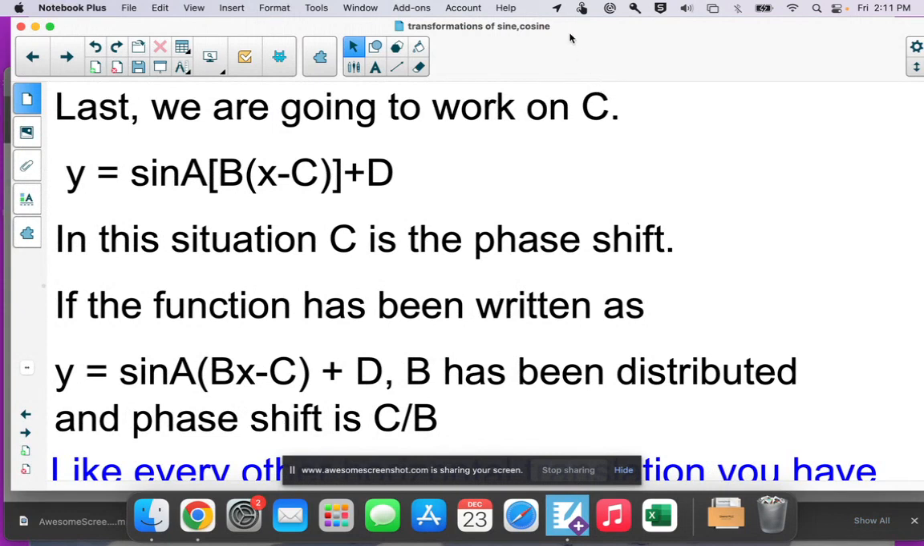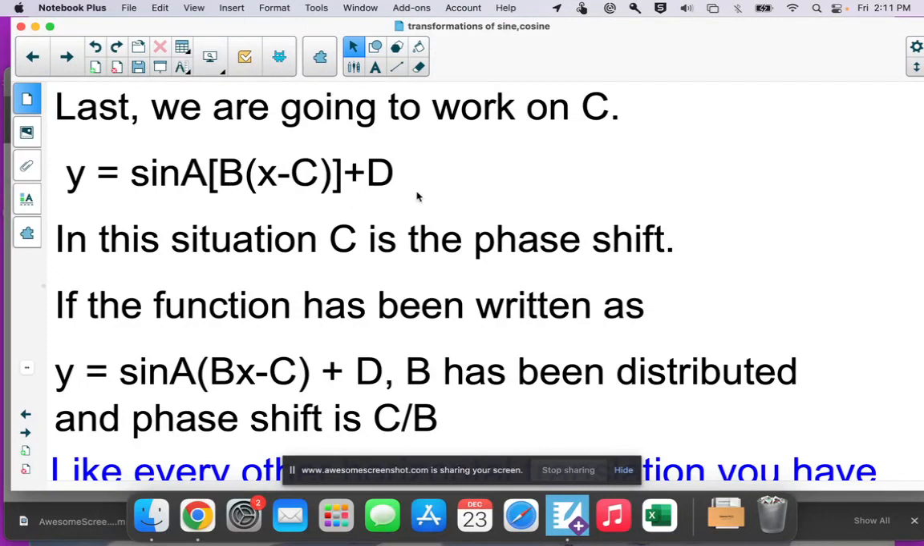Okay, so we have gone through amplitude and midline changes, and we have gone through period changes. And if we take a look, that means we have dealt with A and D, right? Amplitude and midline, and we've dealt with B, period changes. So now we're going to work on our last variable, and that is C.